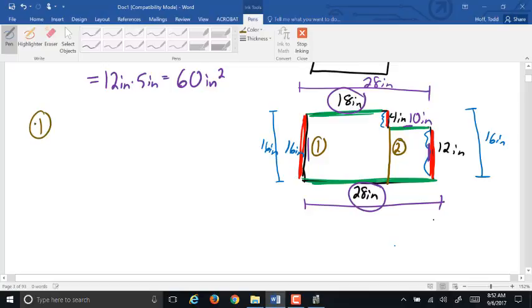Piece one is a rectangle. What are the dimensions of piece one? Perfect, 16 by 18. So 16 inches times 18 inches is going to give us what? Is it 288? Perfect. 288 square inches.